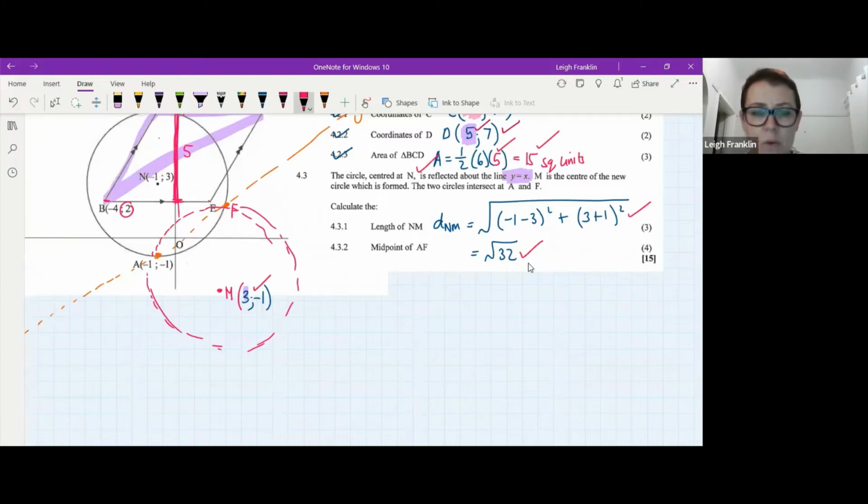And now the last thing that they want us to do is calculate the midpoint of AF. AF is an imaginary line that joins A to F, and they want us to calculate the midpoint. If they want us to calculate the midpoint of a line, it means we need to know the coordinates at either end. So that means that we need to know the coordinates at F. Or is there another way that we could do this? How would we work out the coordinates at F? We don't really have enough information, do we? All right, well, we're going to have to think of something else then.